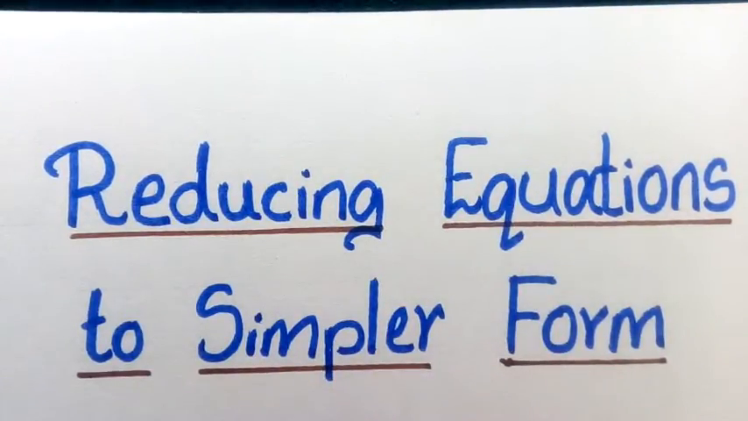The meaning of the topic is, certain equations in mathematics are not in the form of linear equations, but they can be put in the form of linear equations by performing some mathematical operations on them. After reduction of these equations to linear form, they can be solved and the value of the unknown can be calculated easily. Let us take an example to understand the method of reducing equations to simpler form.